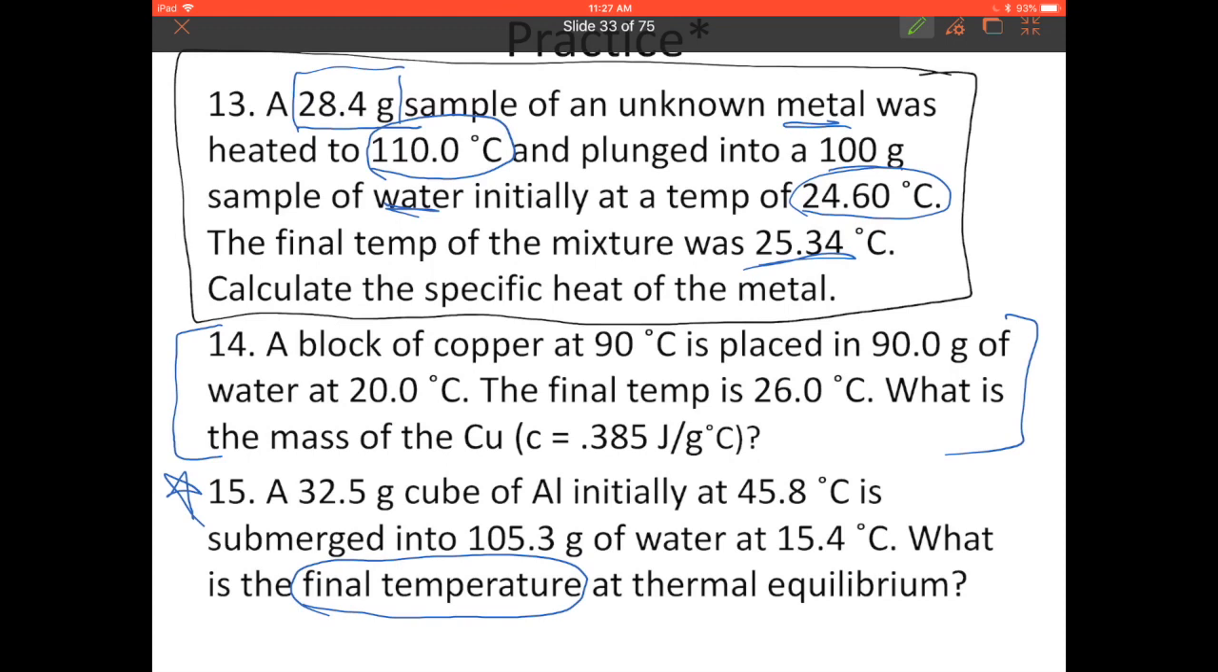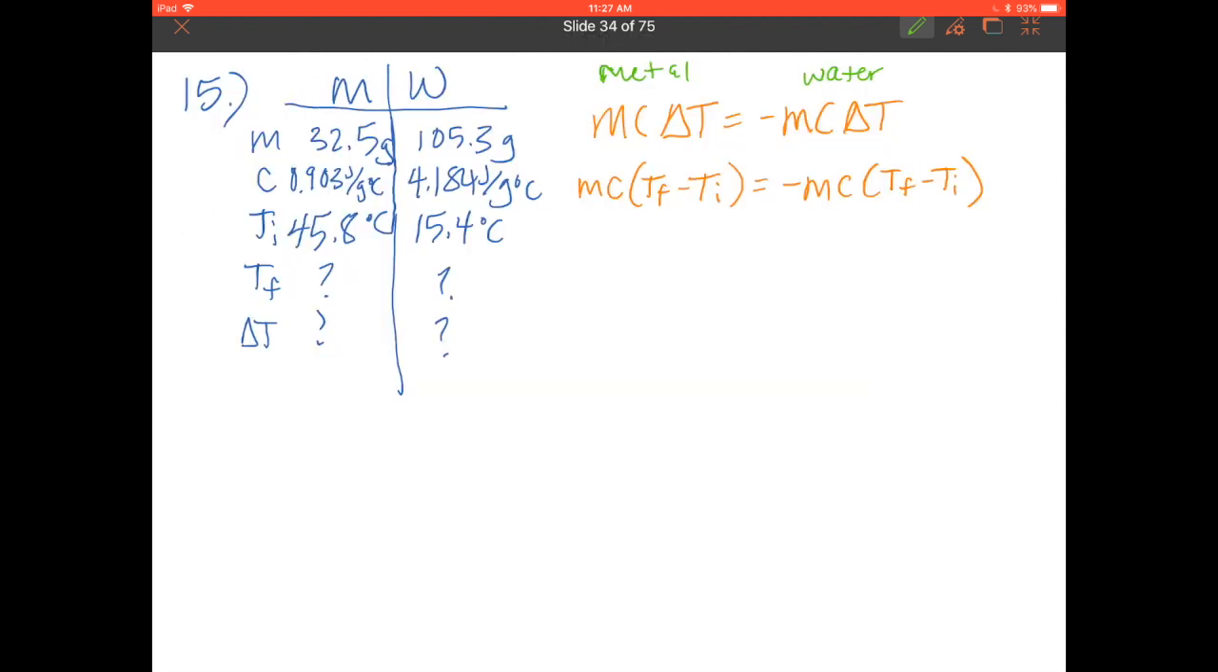All right, so let's look at 15. You have to look up the C of aluminum. There's a table in your book, or you could Google it. It's pretty easy to find. But they don't give it to you in this problem. I might have given it to you on your worksheet, but either way, you might have to look it up. So I just tabulated all my stuff. I got the masses, the specific heats, and the initial temperatures. I don't know what the final temperature is because that's what I'm finding. And since I don't know the final temperature, I don't know delta T. But I don't really care if I know delta T because I don't really need it.